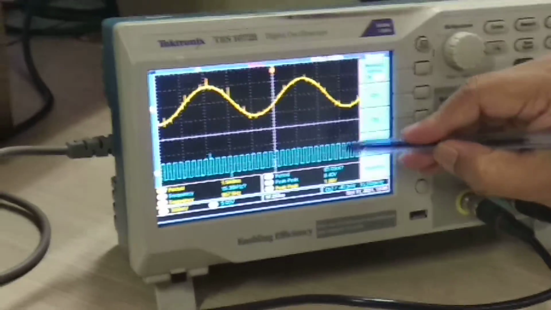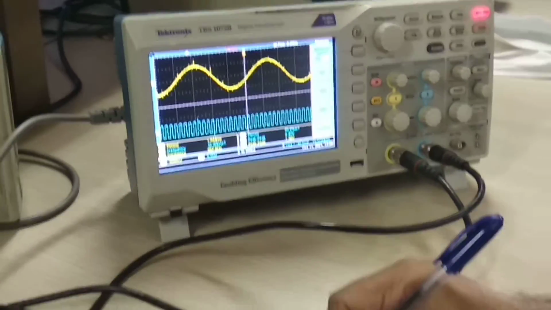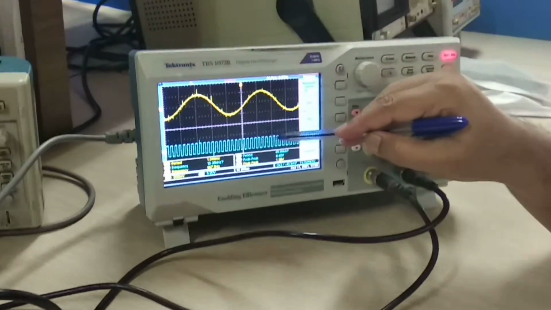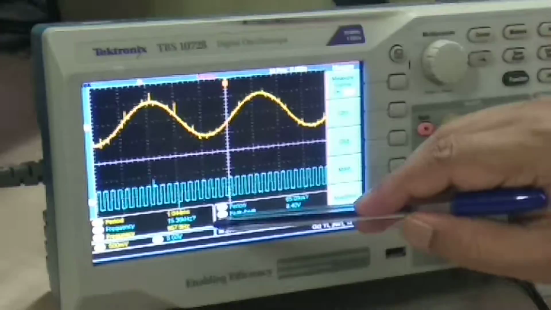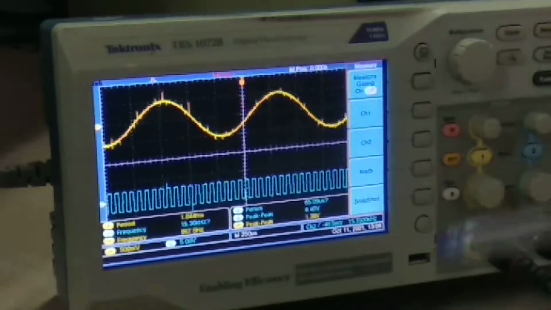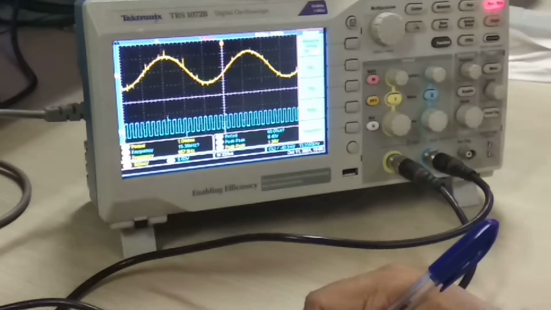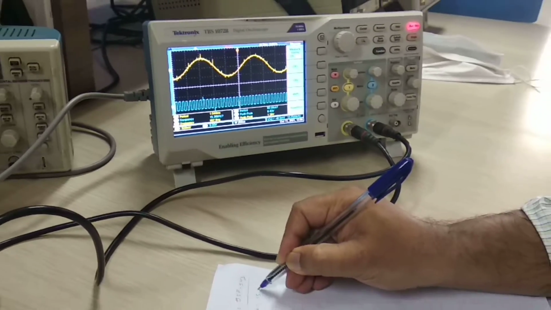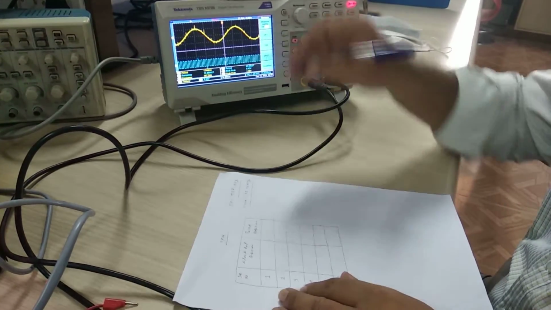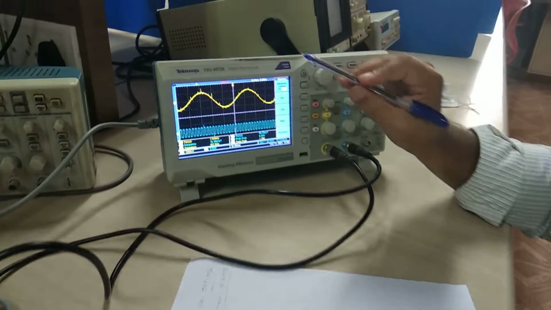Then the clock frequency, you can see the blue one. The clock is comparatively high, and you can see the clock frequency is around 16 kilohertz. So it is 15.36 kilohertz. Okay. So this input signal and clock are shown to you.